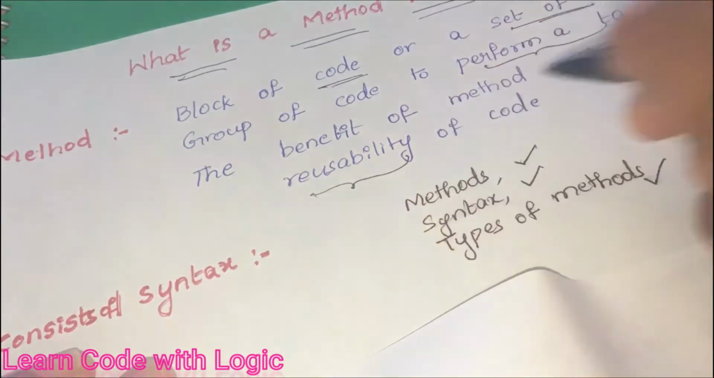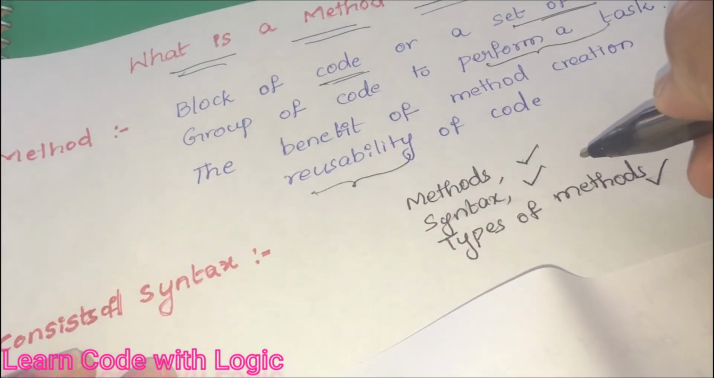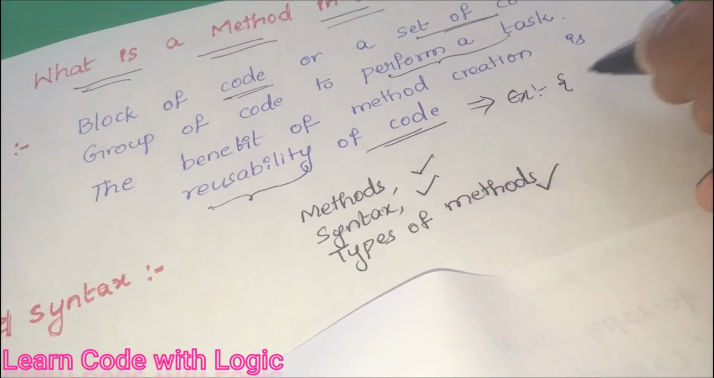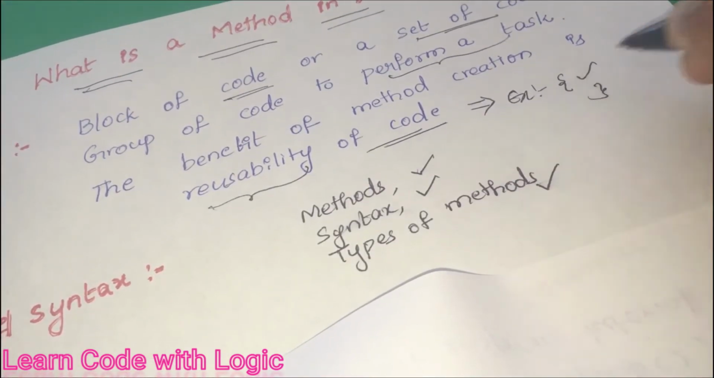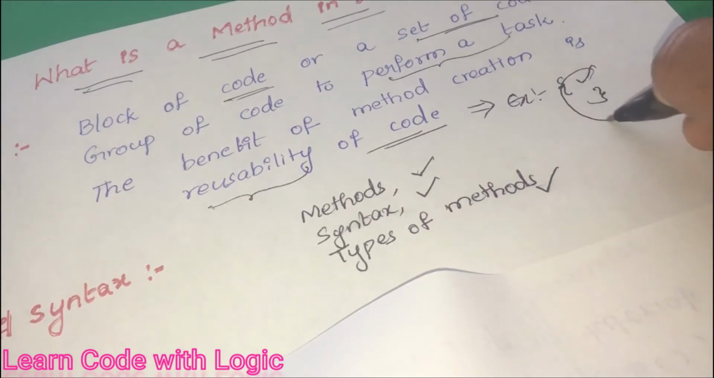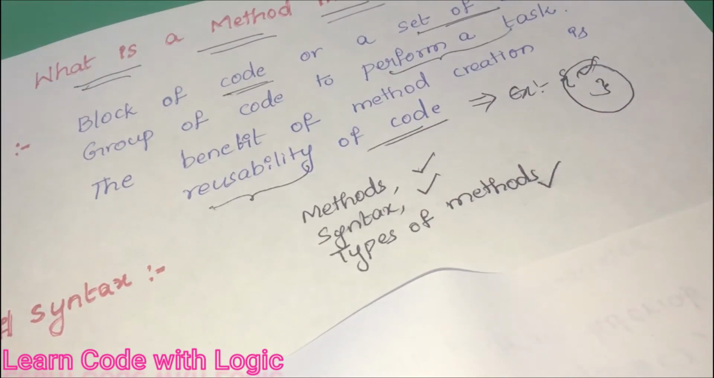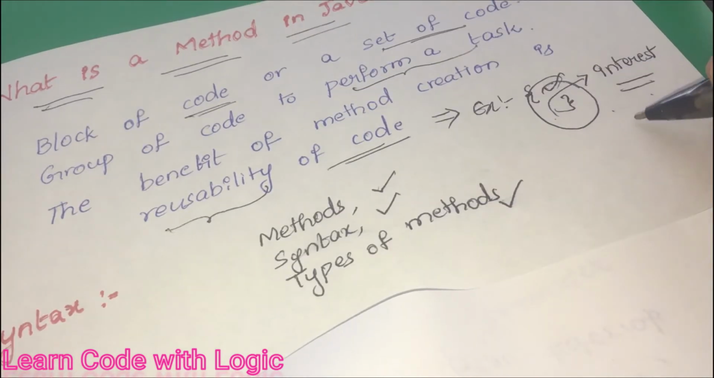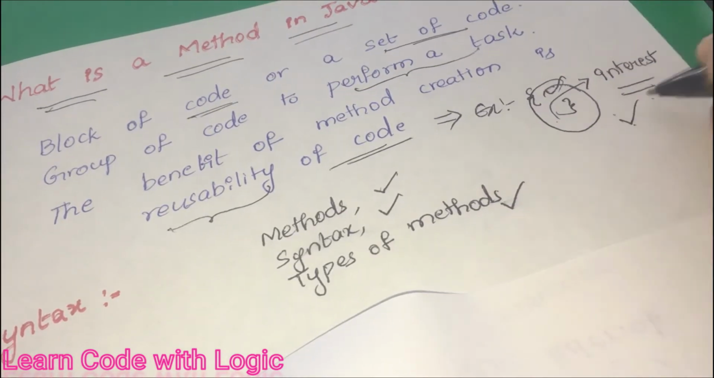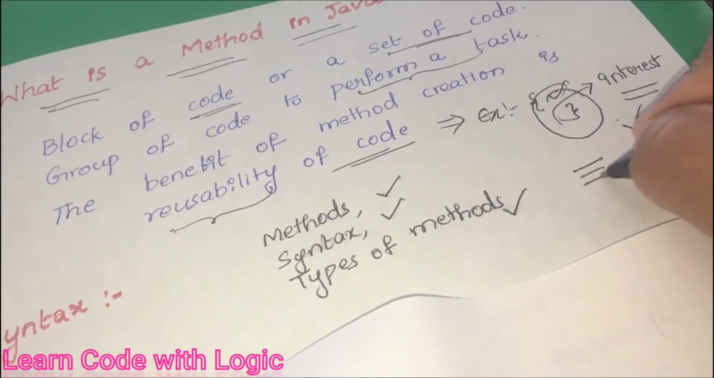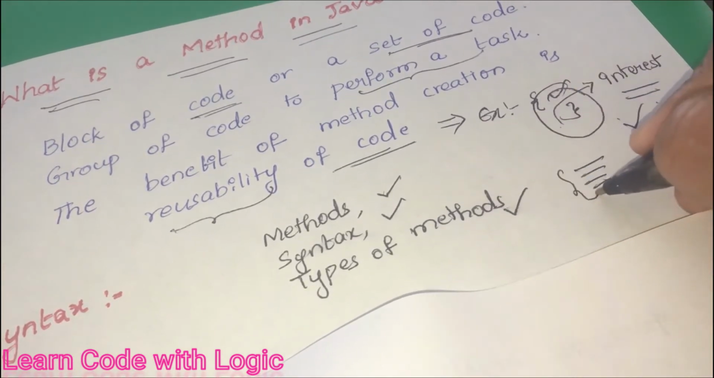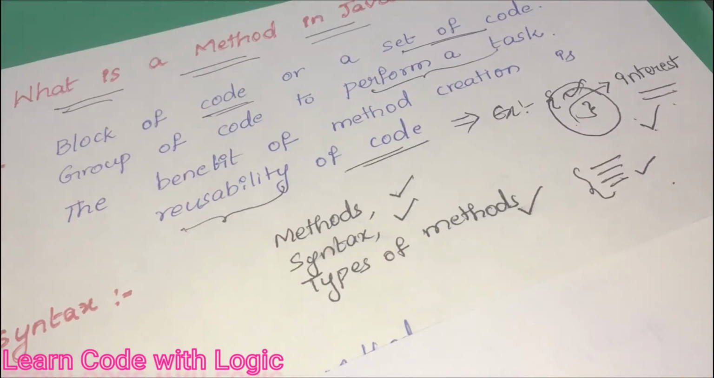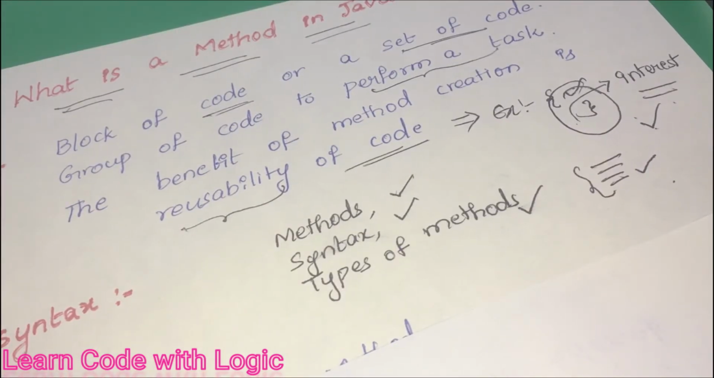The most important benefit of creating a method is reusability of the code. For example, if one task is performed by one method, the same task we can use many times instead of writing many lines of code, right? Suppose this method calculates the interest. Whenever you want to calculate the interest again, instead of writing many lines of code, simply you can call this method and perform the task. How simple it is. So it is very important to understand what a method is in Java.